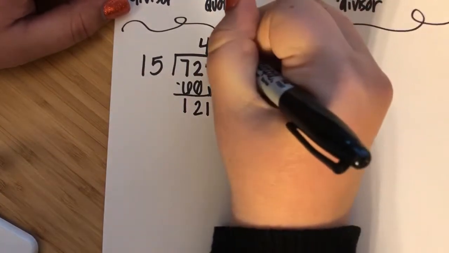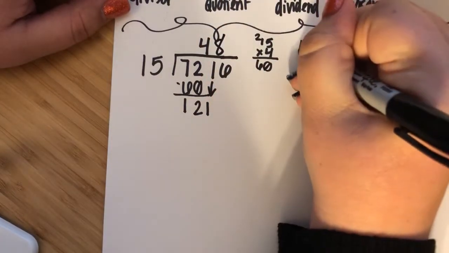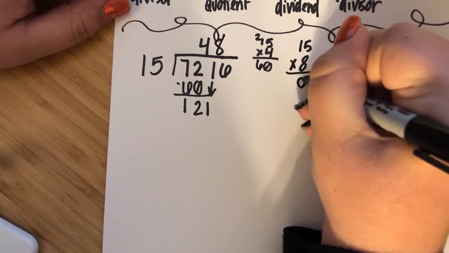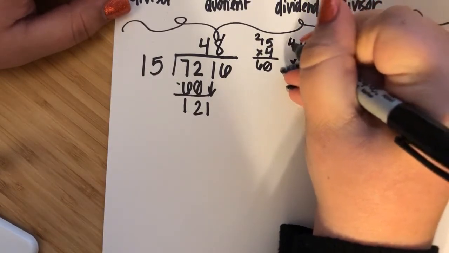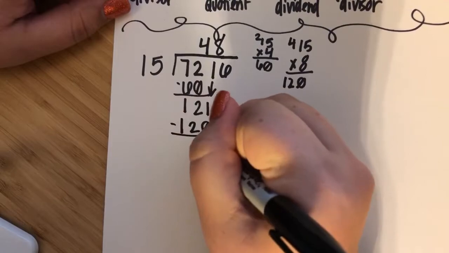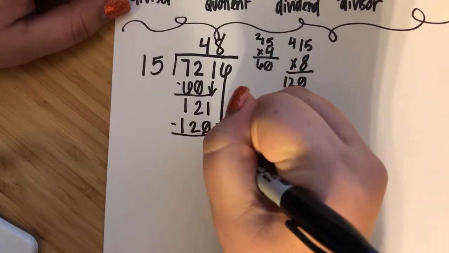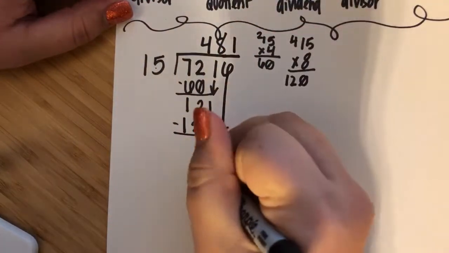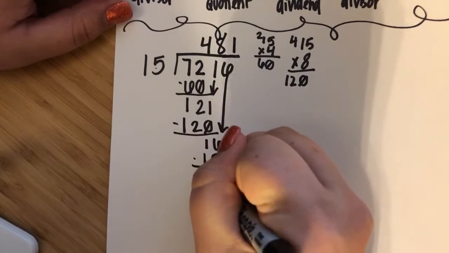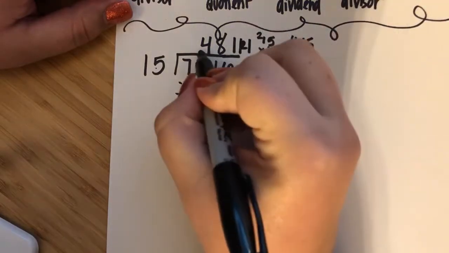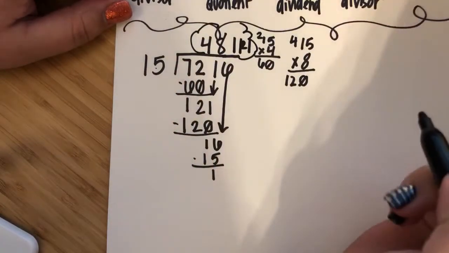15 into 121. Now I do know that 15 can go into 72 4 times, and that gave me a product of 60. So if I double that, I'm going to get 120. Now I'm noticing some patterns, right? And this is a strategy I can use. So 121 minus 120 is 1. I bring down the 6. How many times can 15 go into 16? Well, that's only once. 16 minus 15 is 1. So I get an answer of 481, remainder 1. Notice I did not put a decimal. I left it with the remainder.